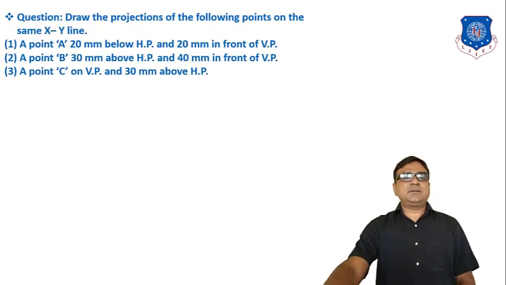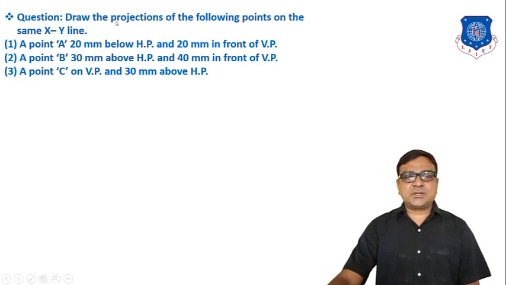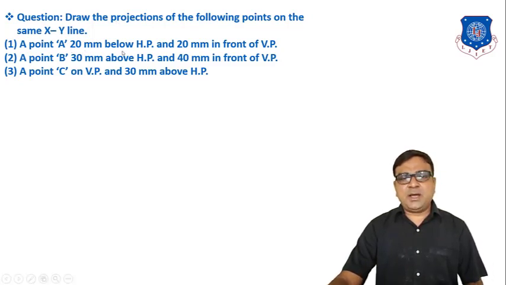Now we have some exercises. Suppose our question is: draw the projection of the following points on the same XY line. The point is 20 mm below HP and 20 mm in front of VP. In which quadrant is the point located? Below HP and in front of VP means the fourth quadrant.